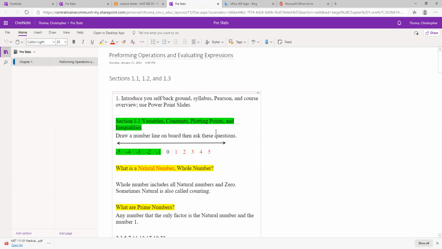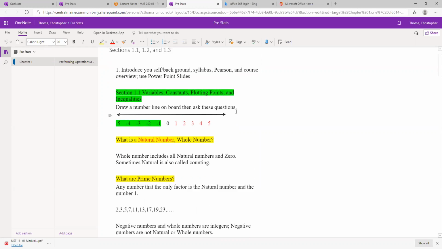Alrighty. So section 1.1 talks about basic concepts of math. We're going to talk about what a variable is, what a constant is, how to plot some points, and some inequalities, right? So if we put a number line here, and if we were in the classroom, I would draw it on the board.